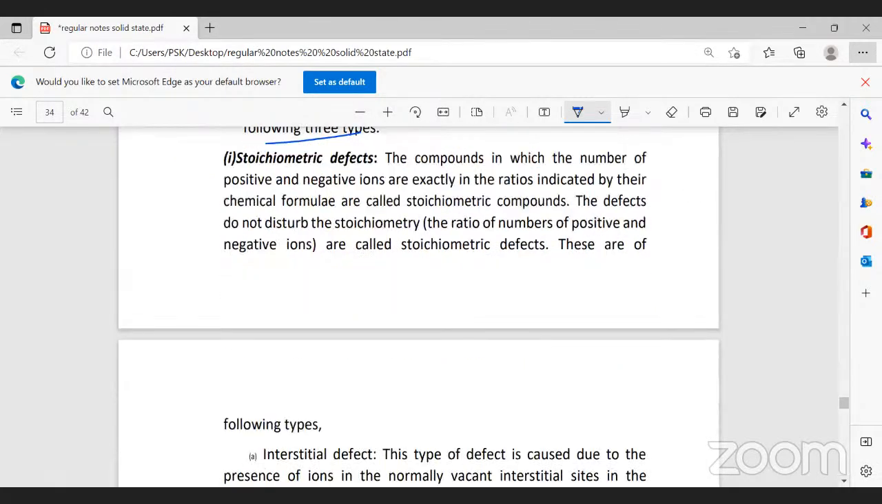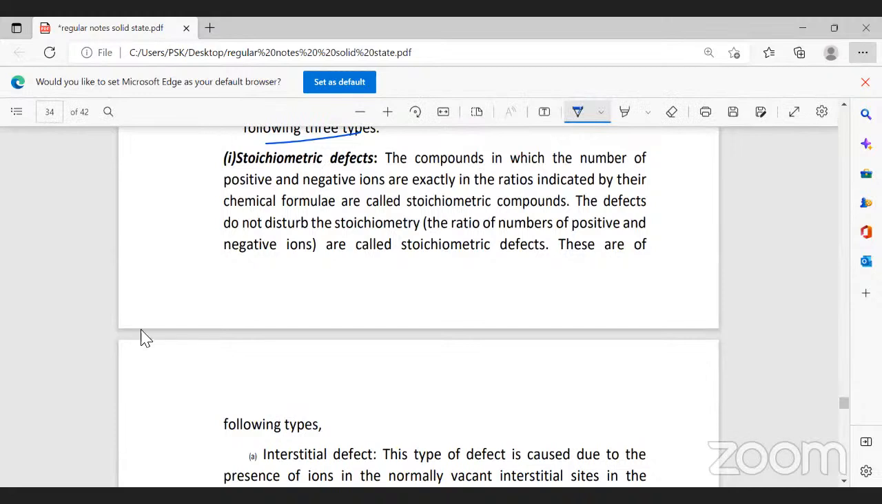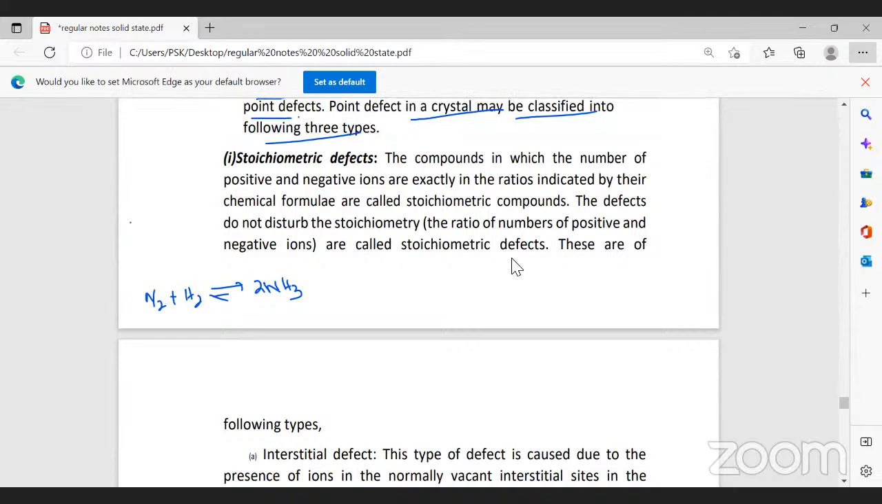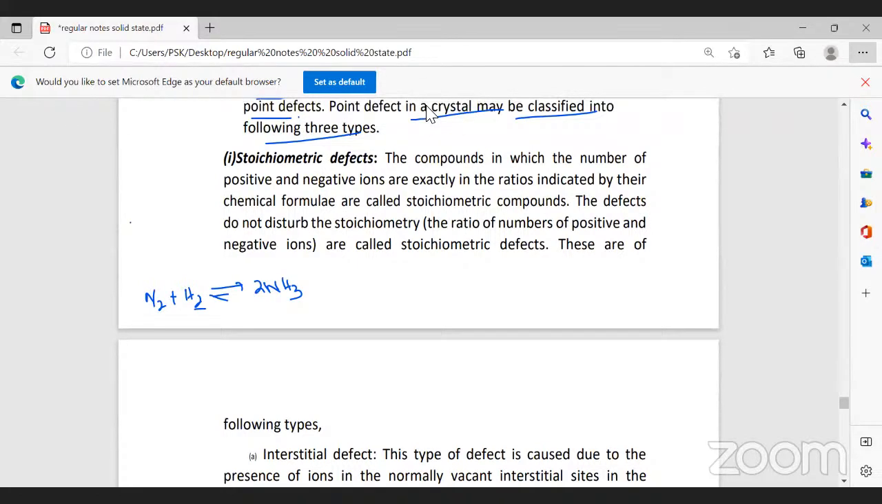One is stoichiometry. What is stoichiometry? Anybody? Now, if I write this reaction, N2 plus H2 giving you 2NH3, is it right? Is the reaction balanced? No, sir. It is not balanced.